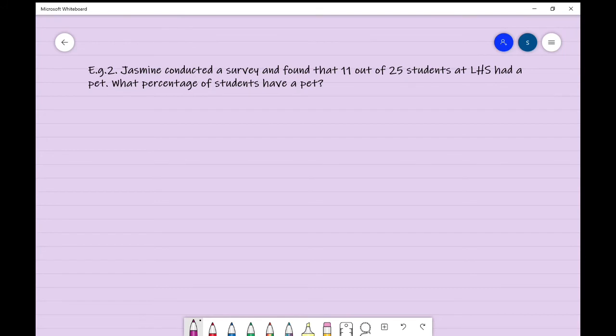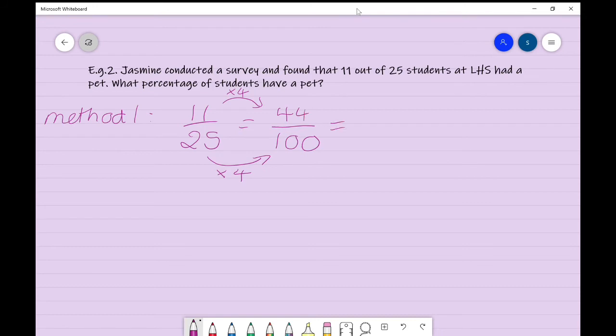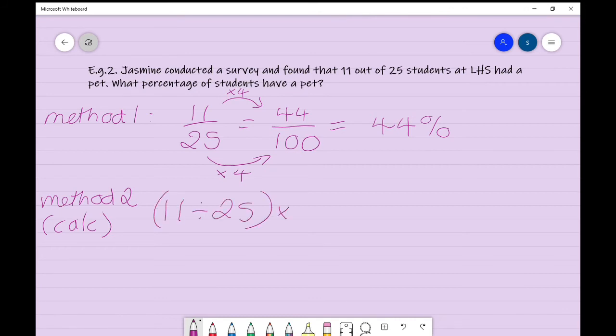So here Jasmine has done a survey and found that 11 out of 25 students has a pet. Method 1, we write 11 out of 25 as a fraction and we convert that into an equivalent fraction out of 100. 25 times by 4 is 100, so we times the 11 by 4 to get 44 out of 100, which is 44%. Method 2, using our calculator, we convert our fraction of 11 out of 25 into a decimal by doing 11 divided by 25. Then times that by 100. 11 divided by 25 is 0.44, times by 100 gives us 44%.